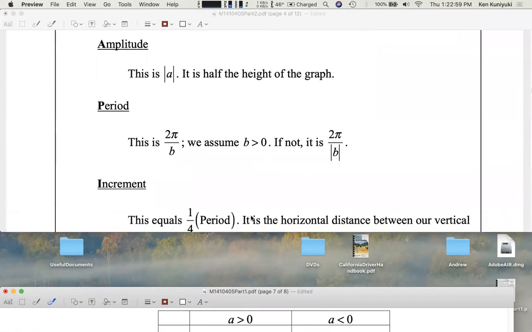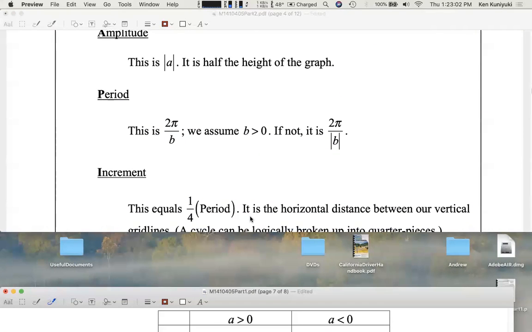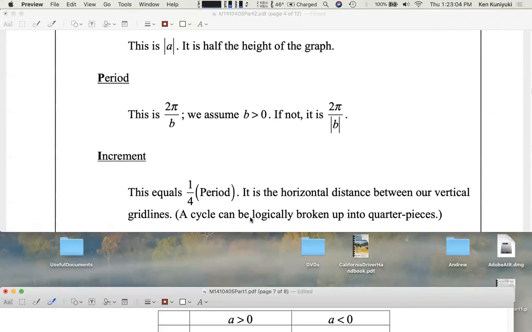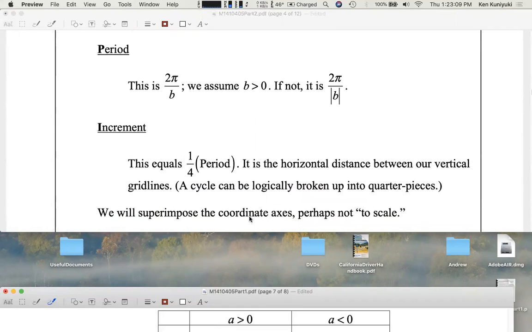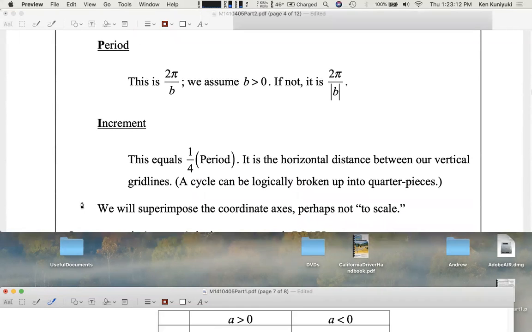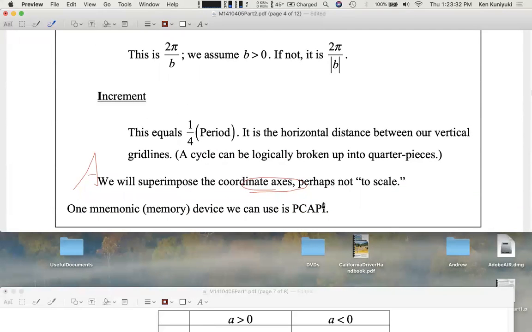I for increment, which is always 1/4 of the period. This will help us graph. It's the step between our key points on our graph. And finally, A. Last A, we will superimpose the coordinate axes, perhaps not to scale. Okay, so put in the coordinate axes and label them. We usually do this first. But you know what? Especially when we translate, we might want to do it last. PCAPIA. Don't forget the axes and to label them.